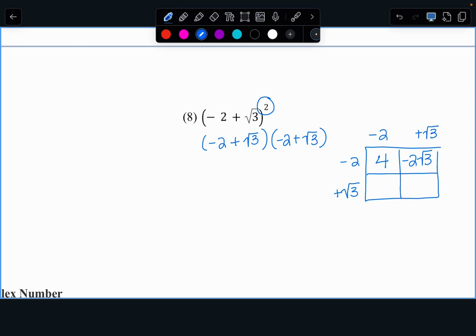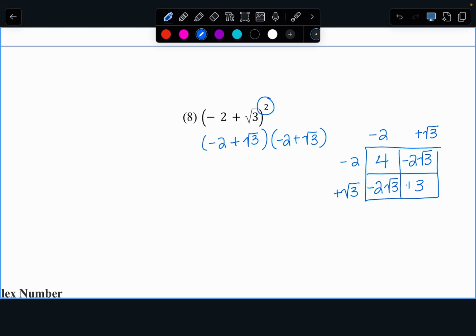Does that kind of make sense? Okay. So then when we have a root 3 times a negative 2, that's also a negative 2 root 3. And root 3 times root 3 is root 9, which equals, not root 3, just 3.